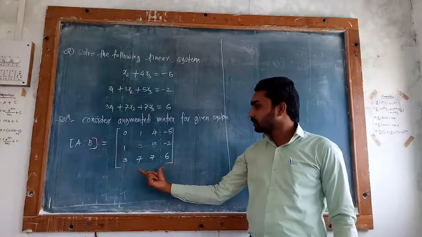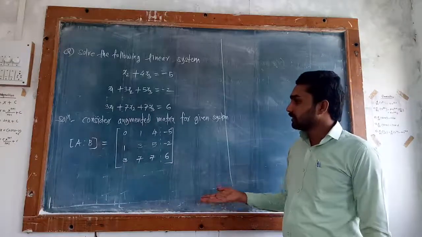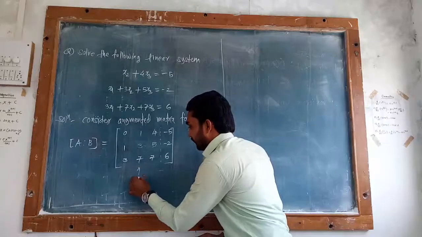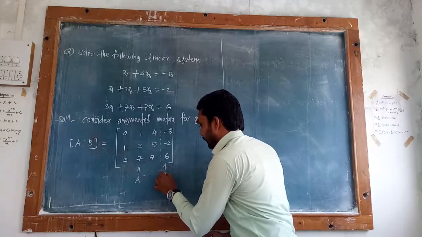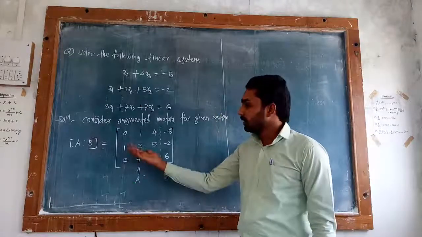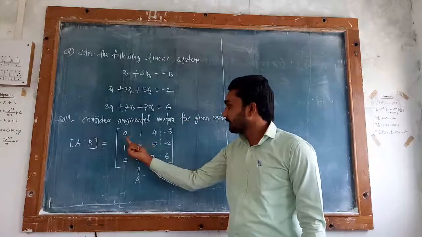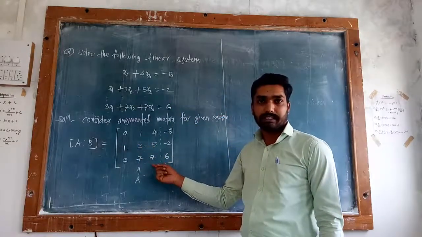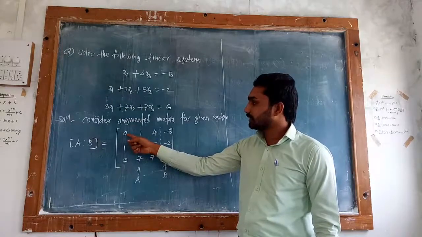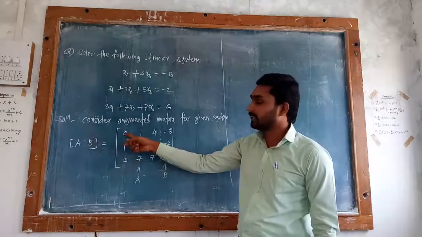Now we have to solve this augmented matrix AB. What is the first step? This is your matrix A, and this is your column matrix B. We have to convert the coefficient matrix A into an upper triangular matrix, and make all diagonal elements 1. First we have to make the first element 1. For that we interchange the first and second rows, then this entry becomes 1.